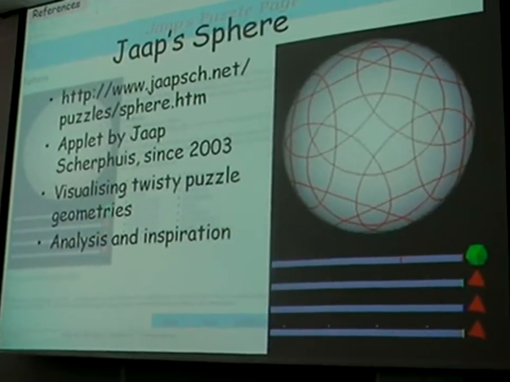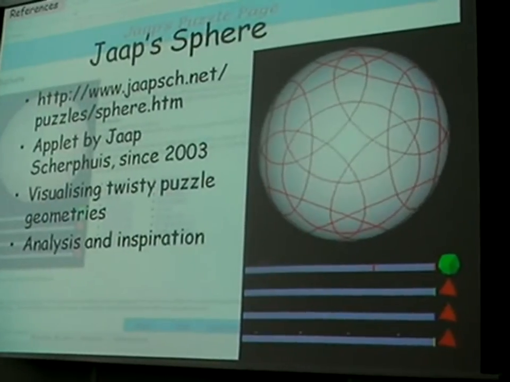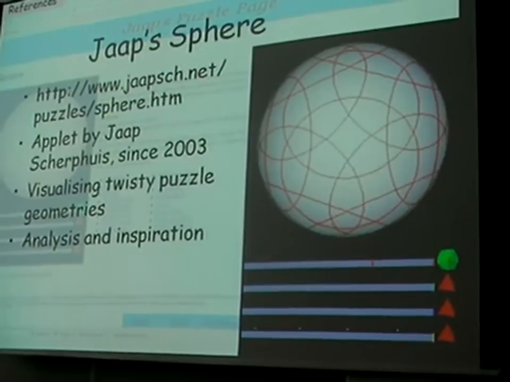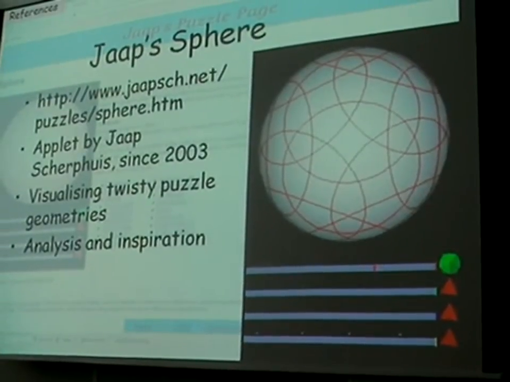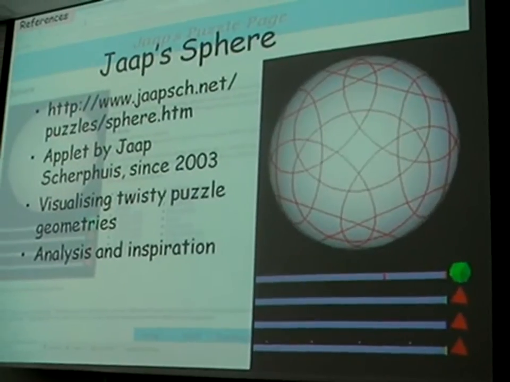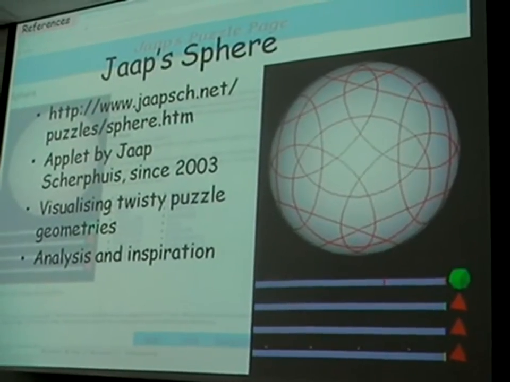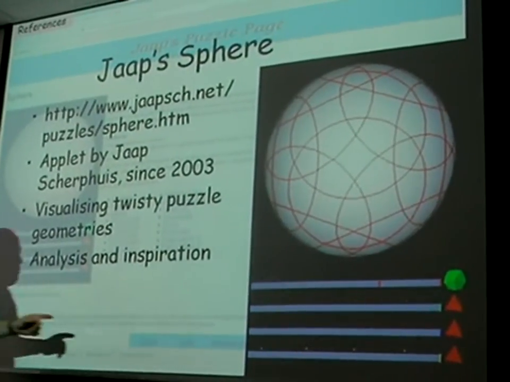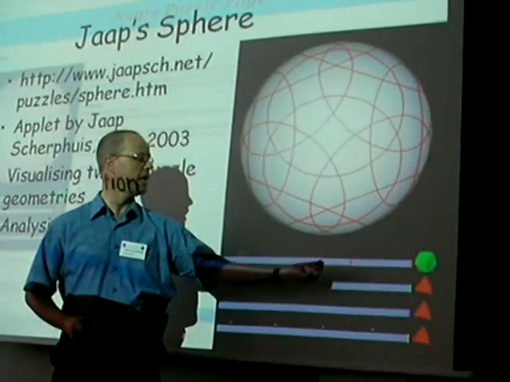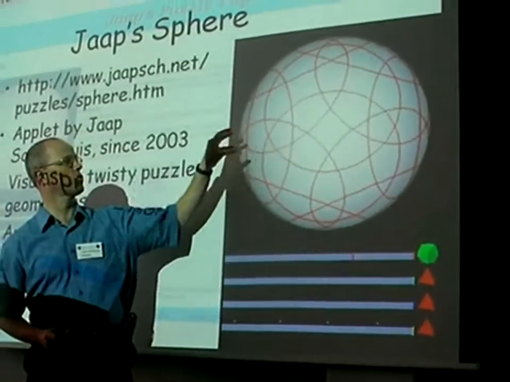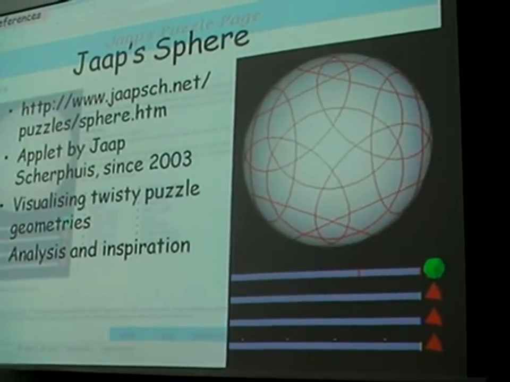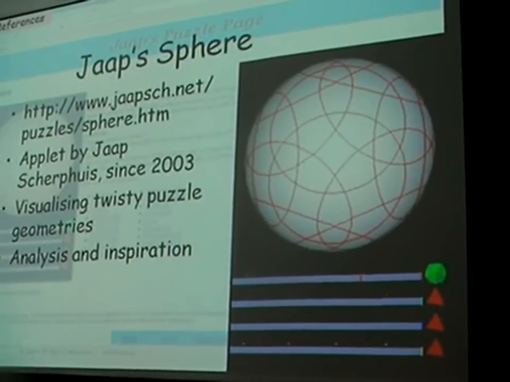So another site really recommended, is Jaap Scherphuis in the room? No, he's not in the room, but he is in the building. Jaap Scherphuis developed a tool that's called Jaap Sphere, and what it does is you can select geometries. So this is the icosahedral geometry, and then with the slider you can make circles larger and smaller, and it gives you really a 3D feeling of a specific geometry.